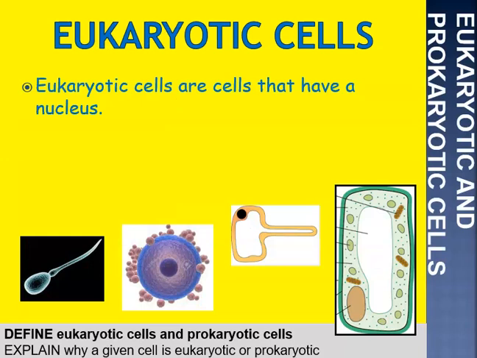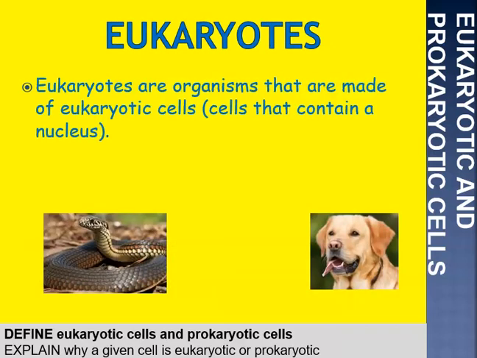Okay, you need to know what a eukaryotic cell is. So eukaryotic cells are cells that have a nucleus. So plant cells have a nucleus, animal cells do as well. So we are animals and therefore we are what you call eukaryotes. So eukaryotes are organisms that are made of eukaryotic cells. So that's cells that contain a nucleus. All of our cells, apart from red blood cells, have got a nucleus and therefore we are eukaryotes. You are a eukaryote. That is how I always remember it.